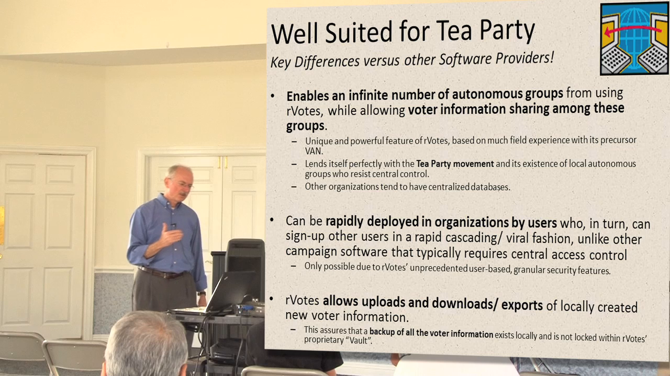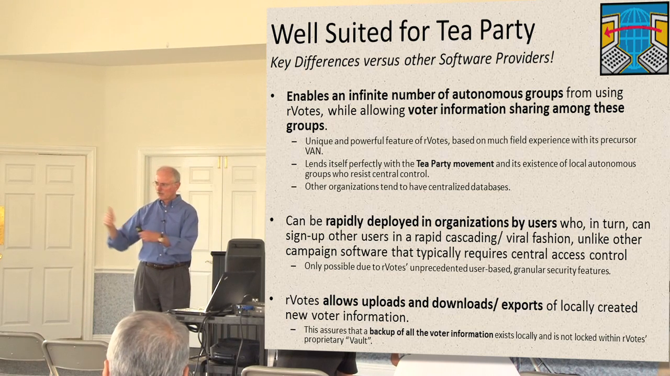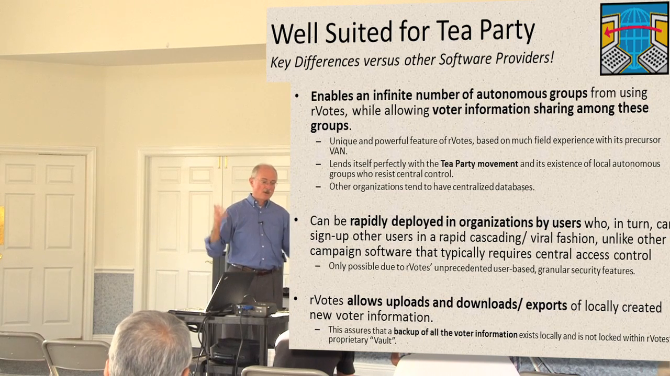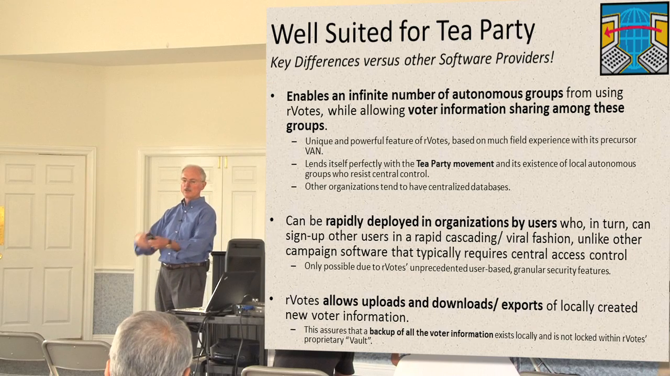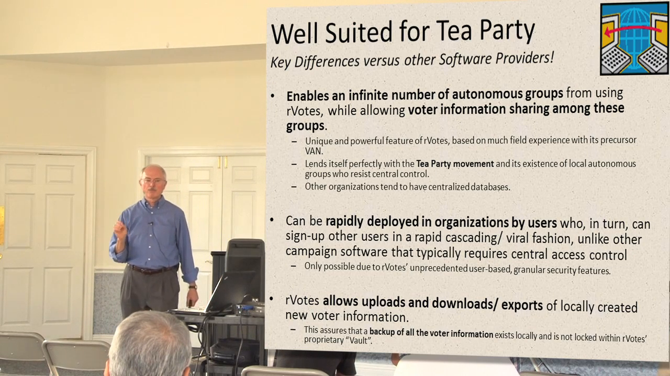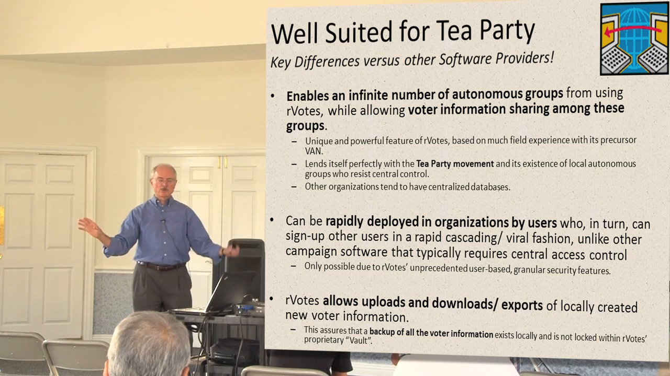And a lot of times the discussion quickly evolves to, well, there are these other guys who have software. You mentioned a number of competing software offerings. And I found out, wow, there really are a lot of other software providers who provide walking lists, phone calling, and all this kind of stuff. But here's the thing that people are missing, and what separates rVotes importantly from all of those capabilities.